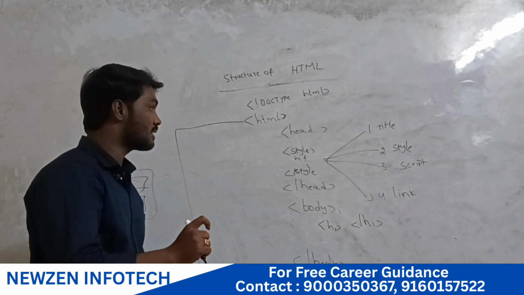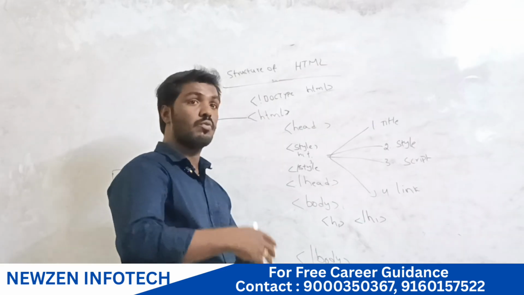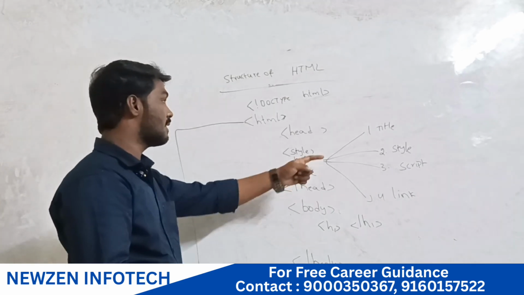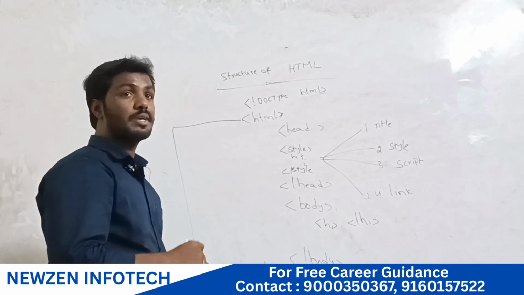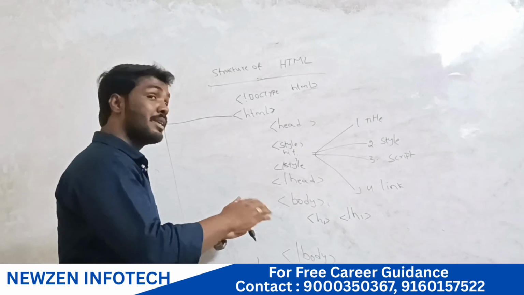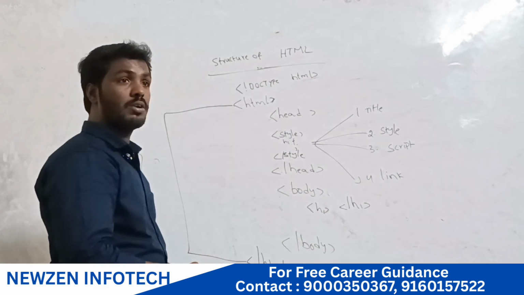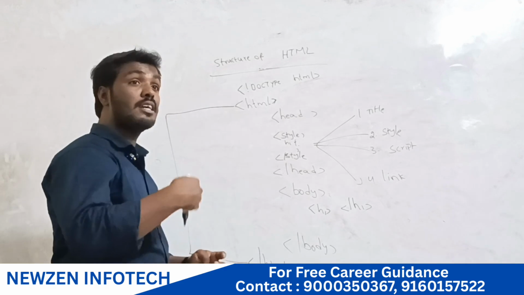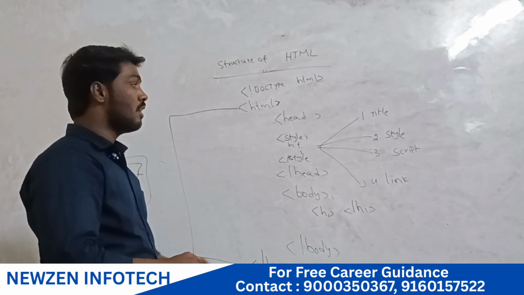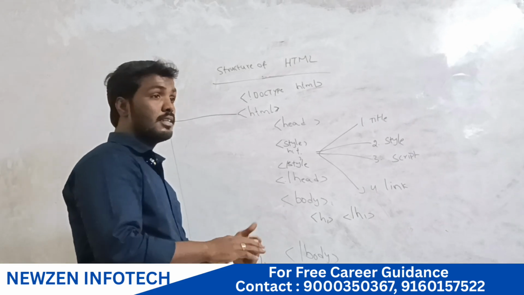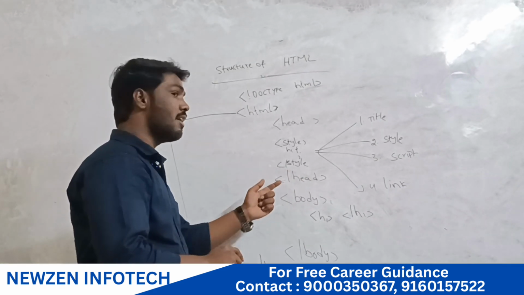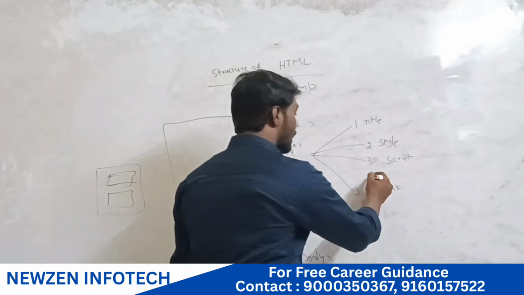Why are we using the style tag? The style tag is used to write CSS code inside the HTML file. The title tag is used to provide a title to a web page. Next, why are we using the script tag? Same like that, if you want to write JavaScript code, by using the script tag we can write JavaScript code inside the HTML file. Now tell me, why are we using the link tag?